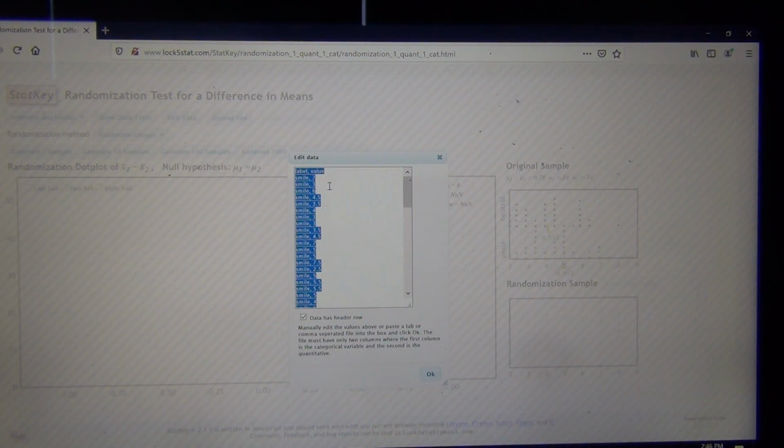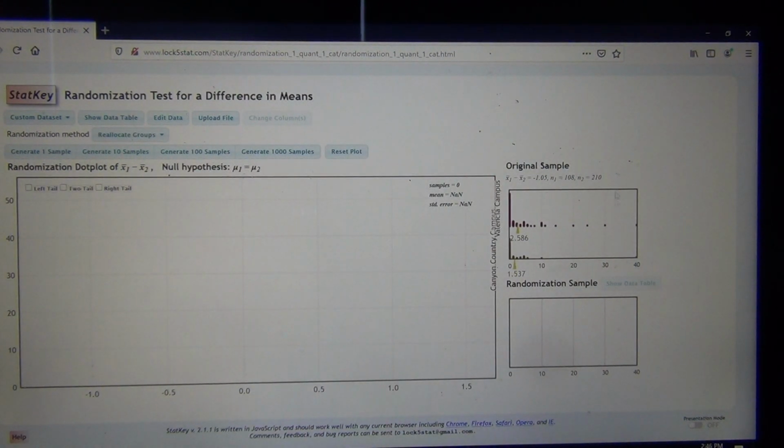Control A, delete. This works really well. And then Control V, paste. So there's my data. It did have a title, a header row, so I'm going to leave this box that says header row. And there's my data. So there's my original sample data.